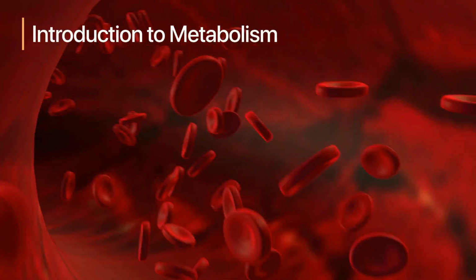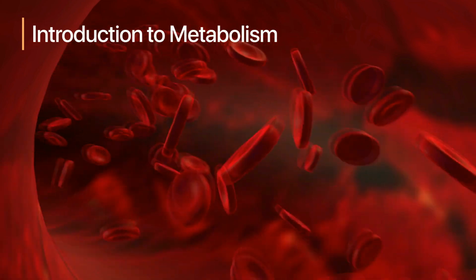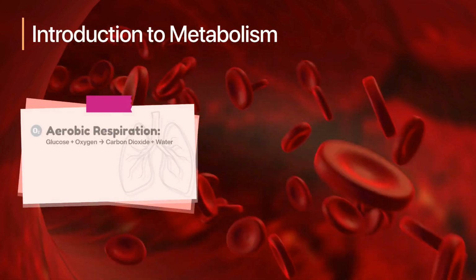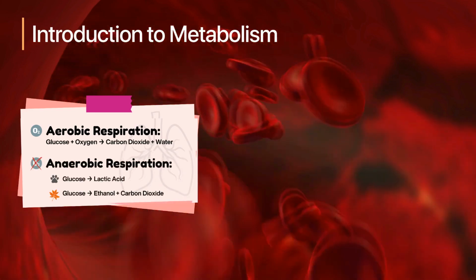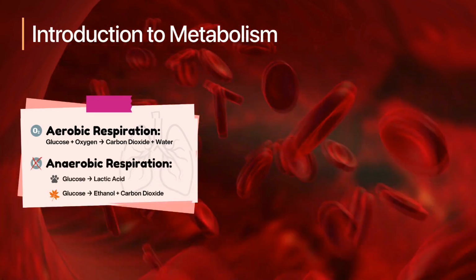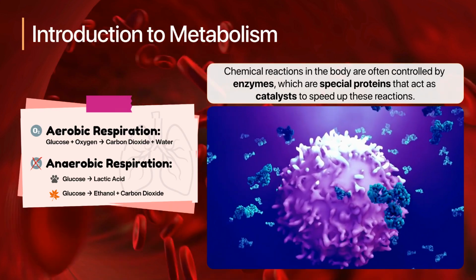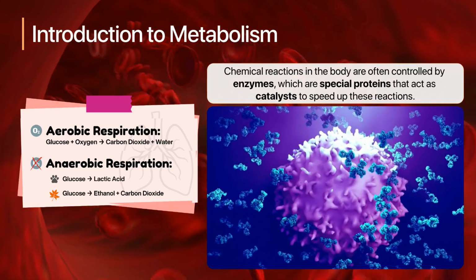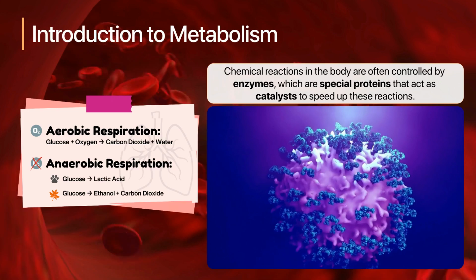At the core of metabolic processes is respiration, where energy is extracted from glucose. There are two types of respiration you have learnt about already: aerobic respiration, which requires oxygen, and anaerobic respiration, which occurs in the absence of oxygen. The energy generated from respiration drives many of the body's chemical reactions, which are often controlled by enzymes, which are special proteins that act as catalysts to speed up these reactions.